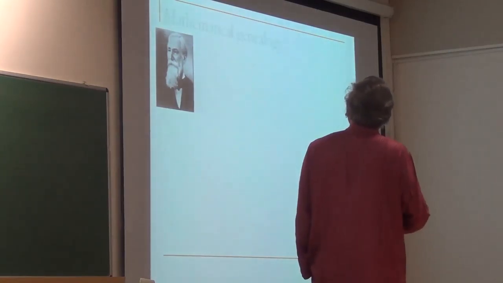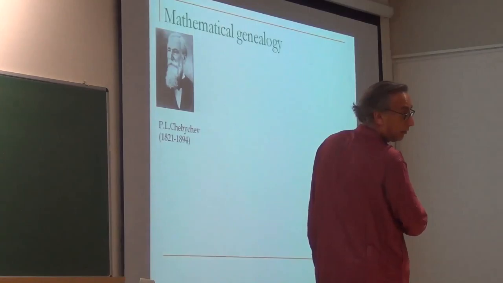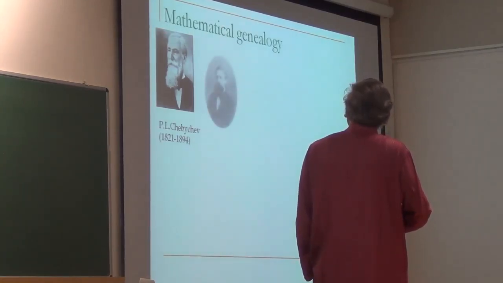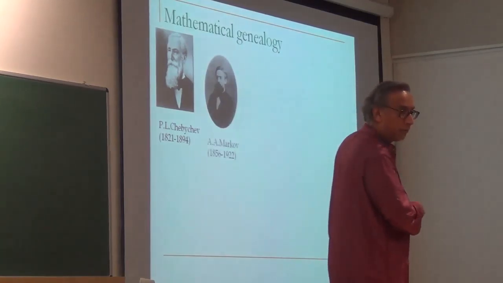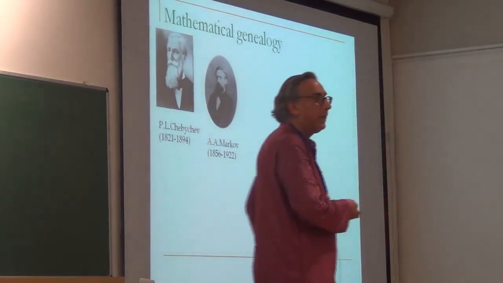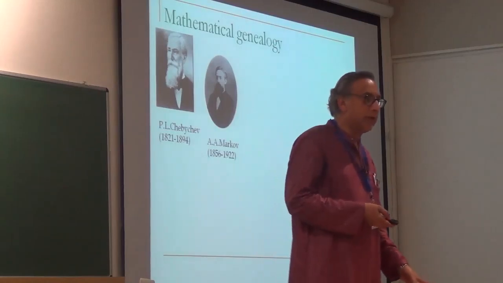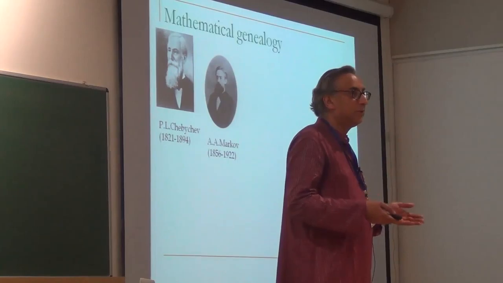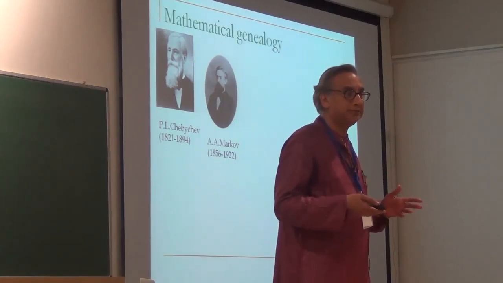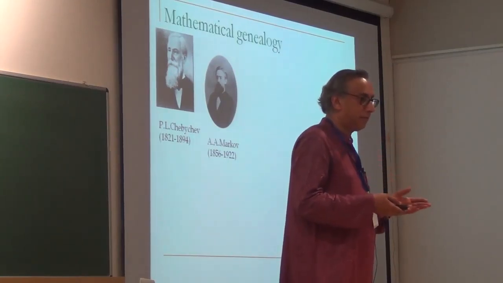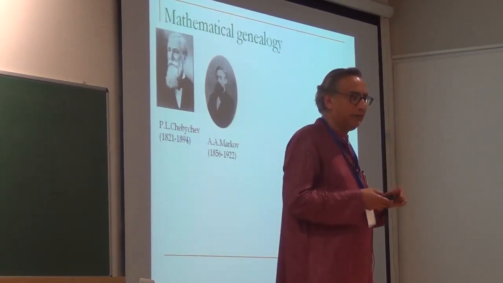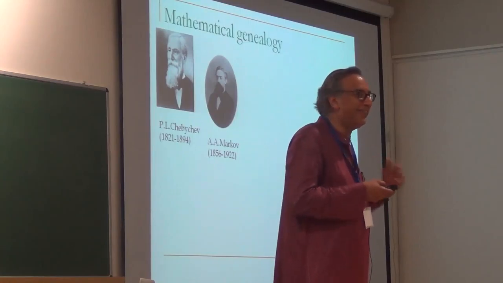Now, let me give you a little bit of mathematical genealogy. Here's one of my great heroes of mathematics, and a great hero of statistics as well, Chebyshev, whose student was Markov. Markov was interested in continued fractions. That's how Markov chains got discovered. He was trying to understand continued fractions. He wasn't trying to solve the problem of how diseases propagate, or how populations move, or how to create a new search engine.